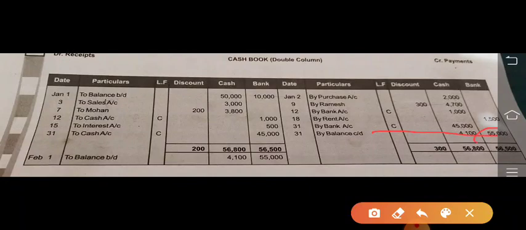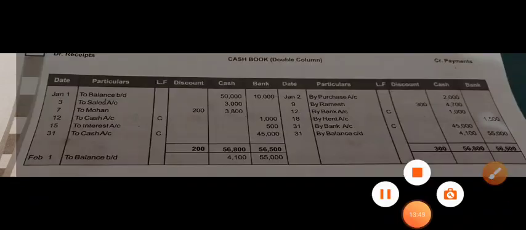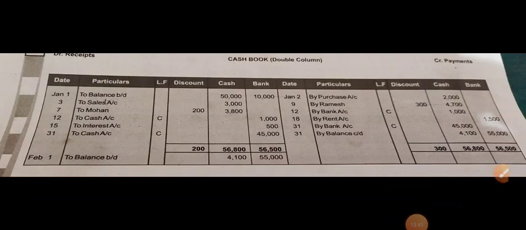Now closing balance of 31st January will be the opening balance of 1st February. So we'll go to debit side on 1st February after closure of this account and we'll write here to balance brought down, cash column 4,100 and bank column 55,000. Right, students? So here we ended with our question. Hope you all have understood.